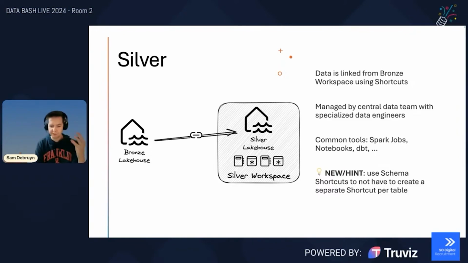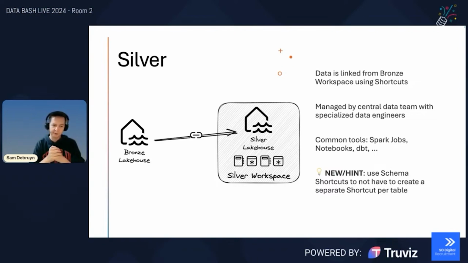So maybe this can also be two parts. You have Silver, the central part, and Silver, the domain-oriented part. It's just a fun picture here to keep it simple, but of course, you can always extend this to your liking. Common tools to clean your data are Spark jobs and notebooks. If you do it in SQL, then I think a tool like dbt is very useful.